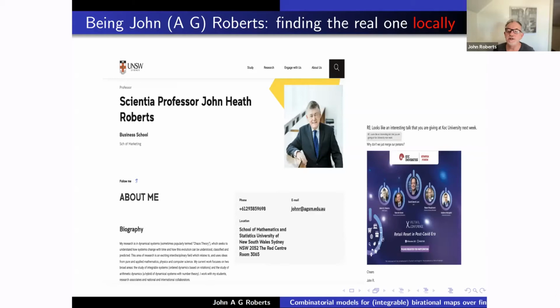He sent me a message last night saying, looks like I'm giving an interesting talk next week at this university. And if you look carefully, you'll see on the left there, it's his picture, it's John A.G. Roberts, and I'm talking about retail reset in post-COVID era. And even at the bottom, it helps if the talk is in Turkish as well. So there are lots of challenges to finding the real identity of something.